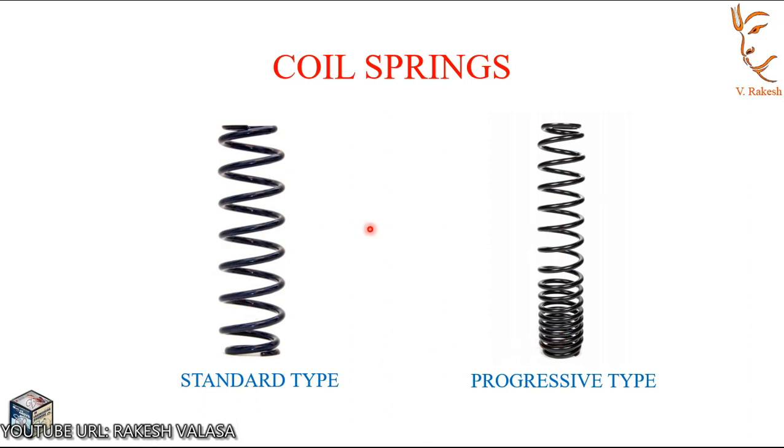The coil springs are mostly used in independent suspension system. The advantage of this type of spring is that they can be assembled in compact space and are capable of storing twice the energy than that of a leaf spring.